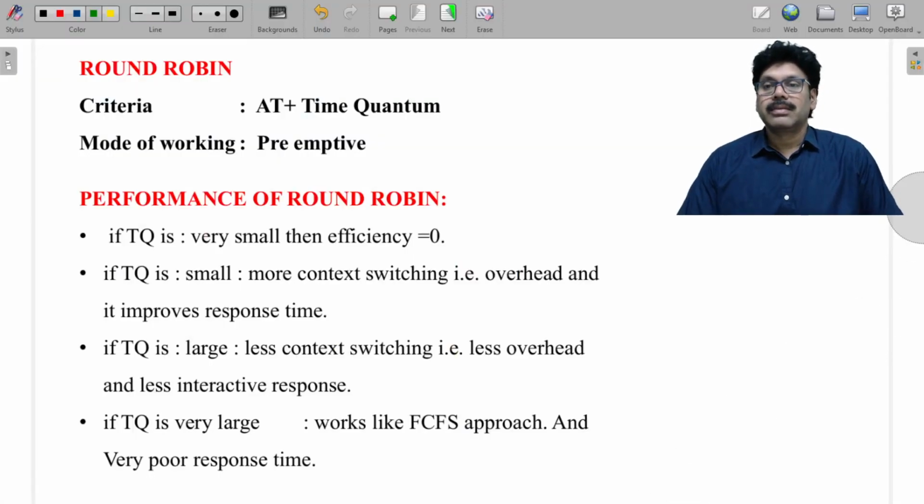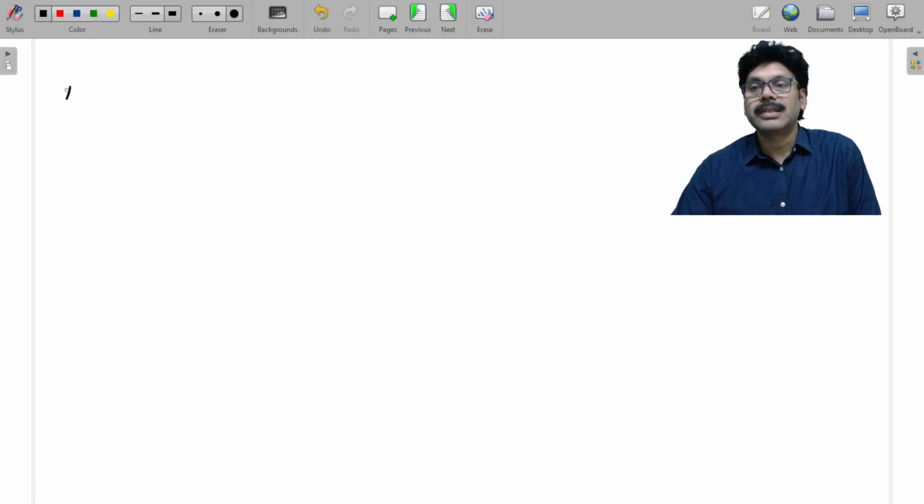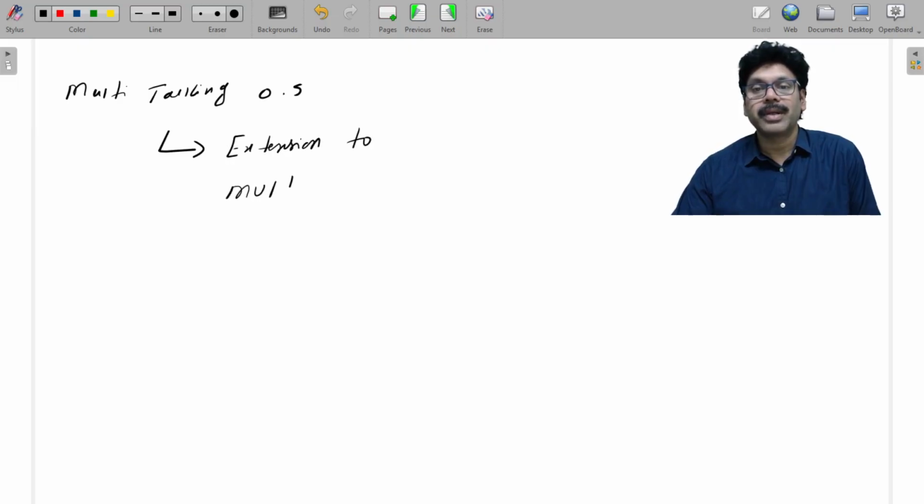This session we'll be learning about the round robin scheduling algorithm. Especially, this algorithm is used in multitasking operating systems. What is a multitasking operating system? Whenever we see a multitasking operating system, it is an extension to multi-programming. You know what is the meaning of multi-programming?